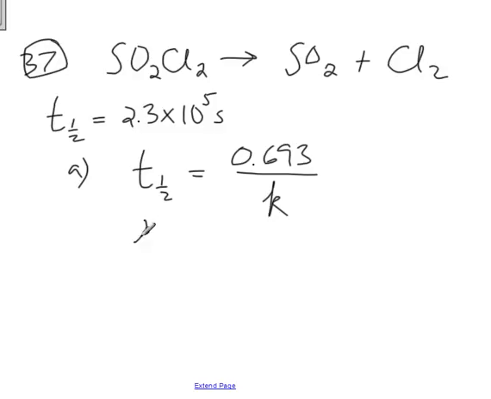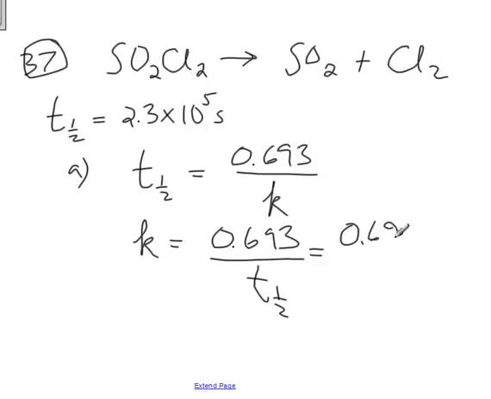k then is going to equal 0.693 divided by t1/2. Okay, substitute your number there and get me a value for the rate constant. 0.693 divided by 2.3 times 10 to the 5. Put the units in. Seconds.